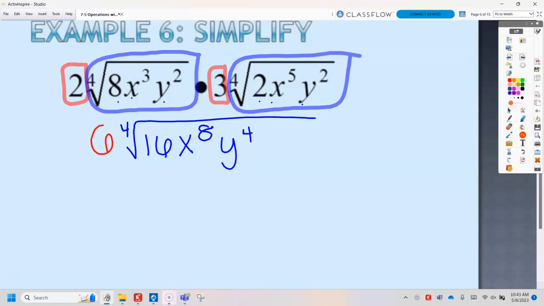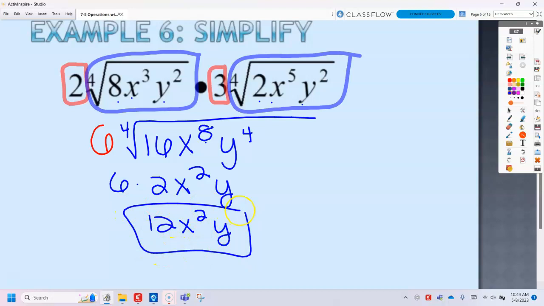Going over to your chart, 16 is 2 times 2 times 2 times 2. So the 4th root of 16 is 2. 8 divided by 4 is 2. 4 divided by 4 is 1. So you get 12 x squared y. So not a whole lot of new, just a little bit of an expansion of what we did on Thursday and Friday.